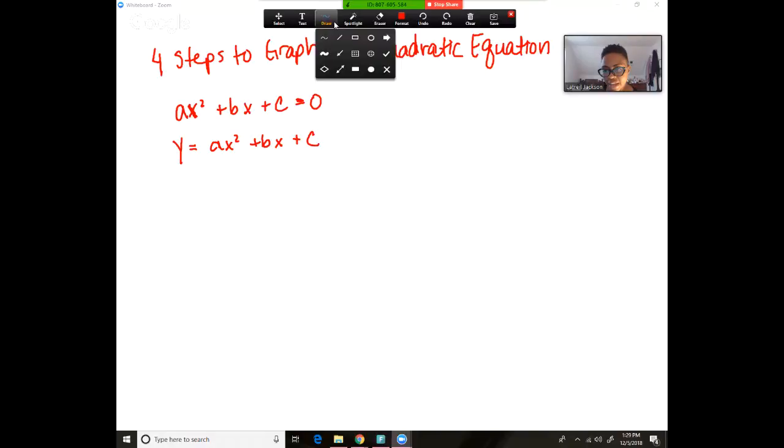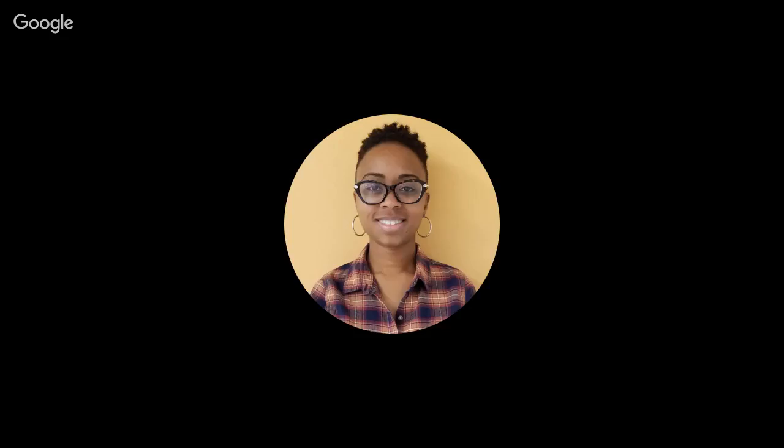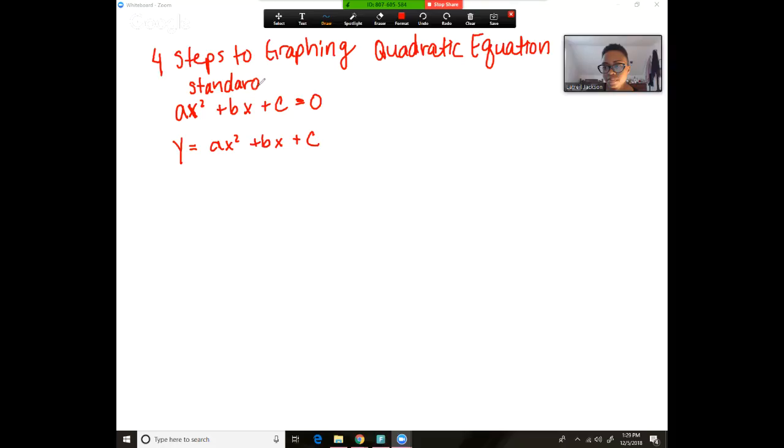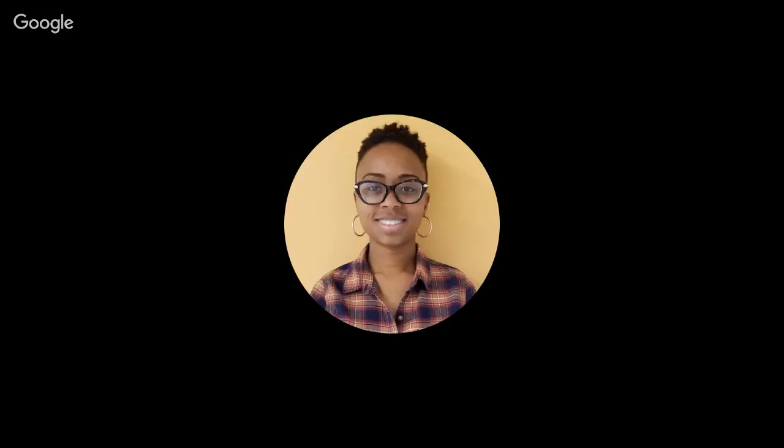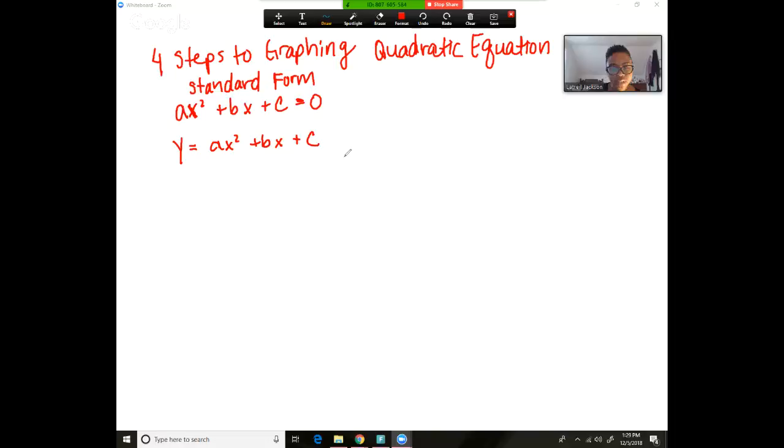So here's the standard form equation, and what I'm going to do is take an example, use completing the square, then graph the function on Desmos.com. If you have not discovered Desmos.com, it's an amazing website. It's basically a graphing calculator online. There's also an app for it.